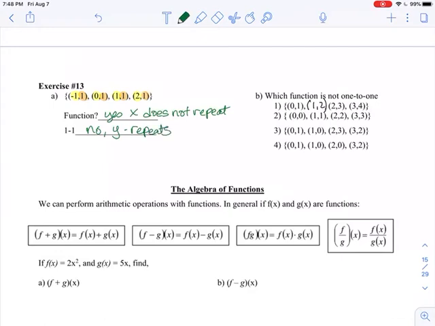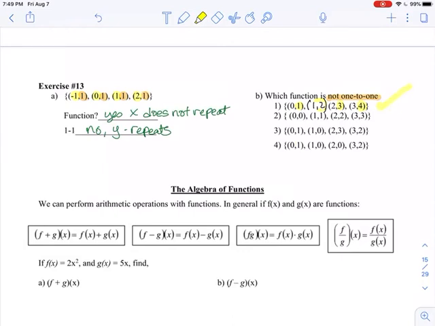Same thing for B. Which function is not one-to-one? So I want to know which is not one-to-one. Let me get the highlighter out. I'm going to look at my y's right there. I want to make sure that the y's are not repeating. So look at my y's. All different. And my x's are all different. So therefore, this is one-to-one.